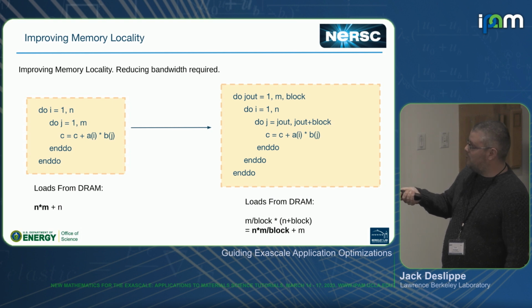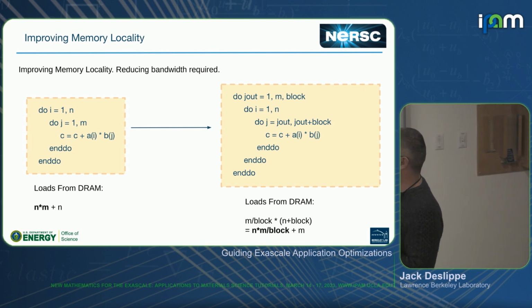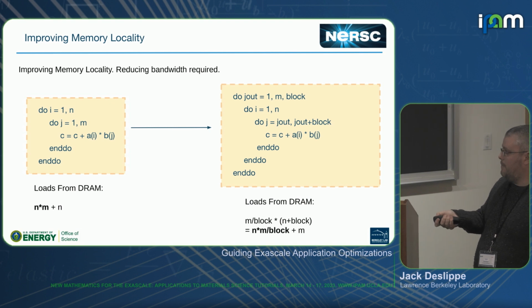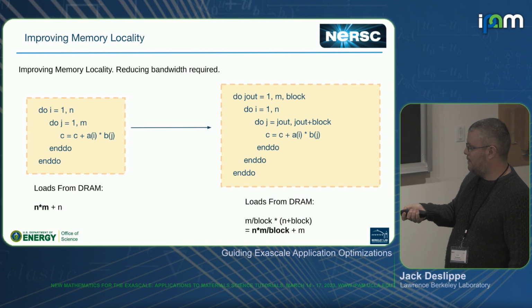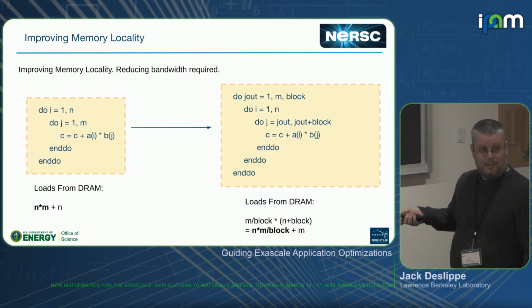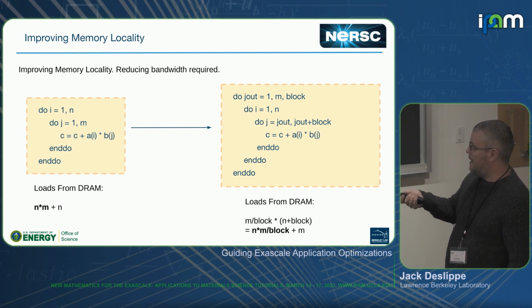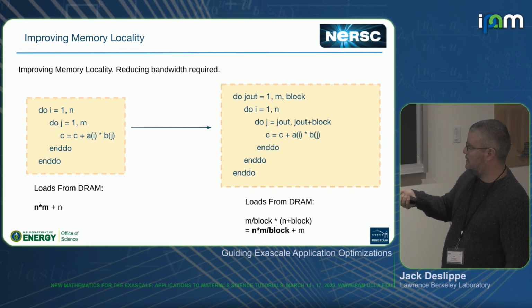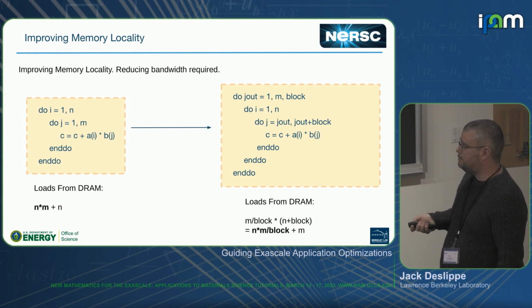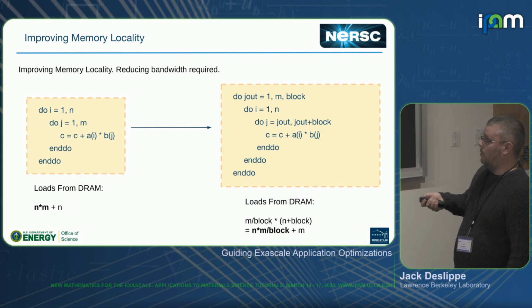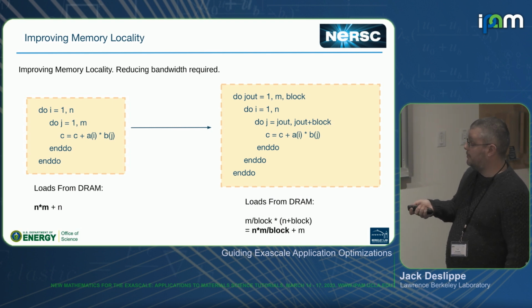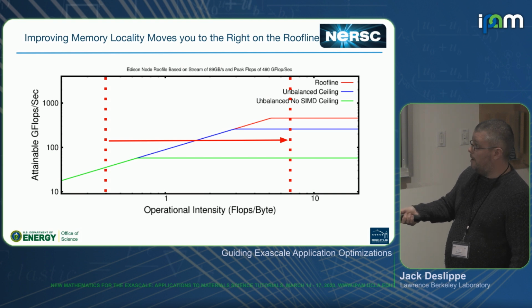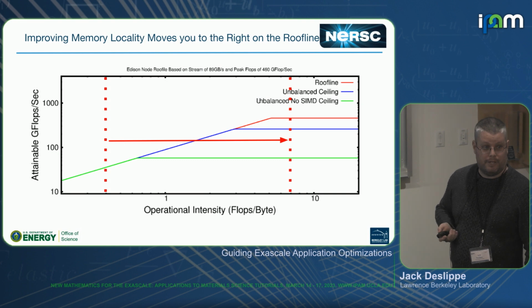But if we instead break this loop over J out, and we do it by blocks, such that each one of these blocks can fit into some lower level of cache, then instead of the amount of memory coming from DRAM being n times m, it would be n times m divided by the block size, if you do that math. So the n times the block size is from the multiplication of these two inner loops. The benefit is that you get to reuse this block for all of the different n iterations. So what happens here is that you've moved your application from over here on the roofline to over here on the roofline. And now you have access to much higher ceilings by doing this optimization.